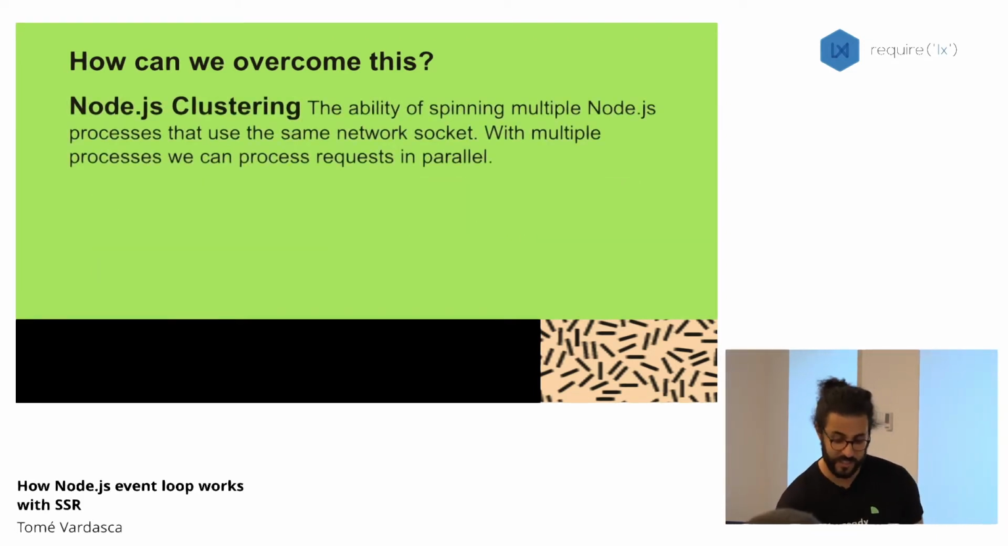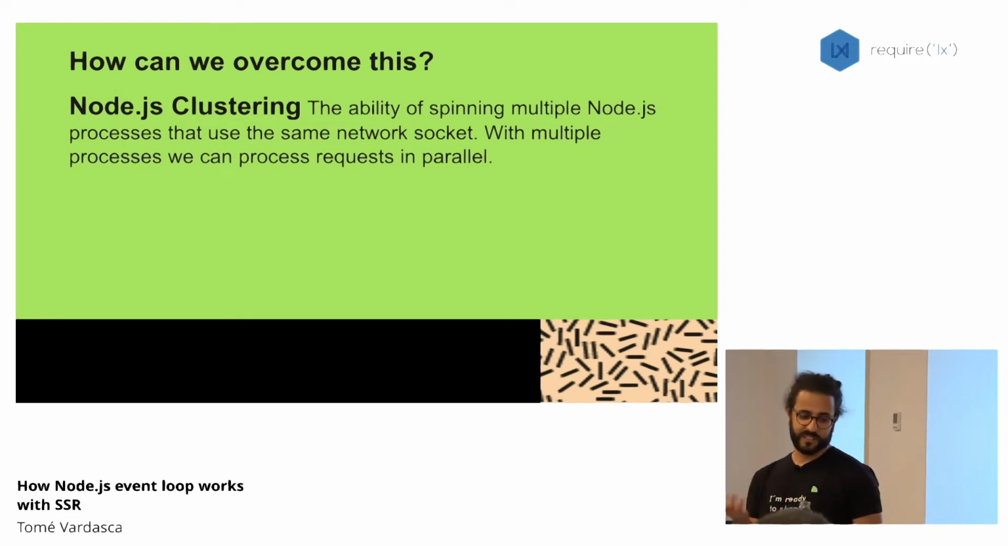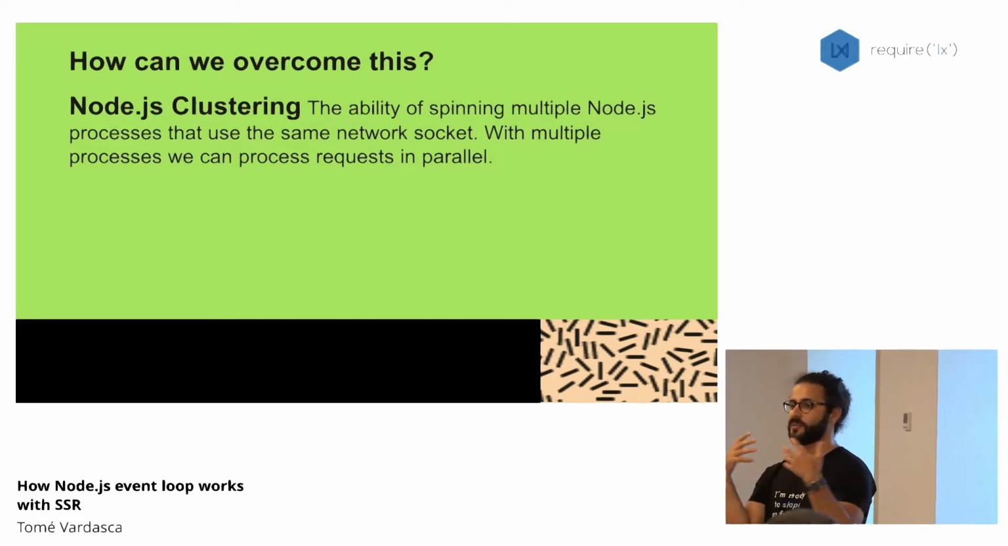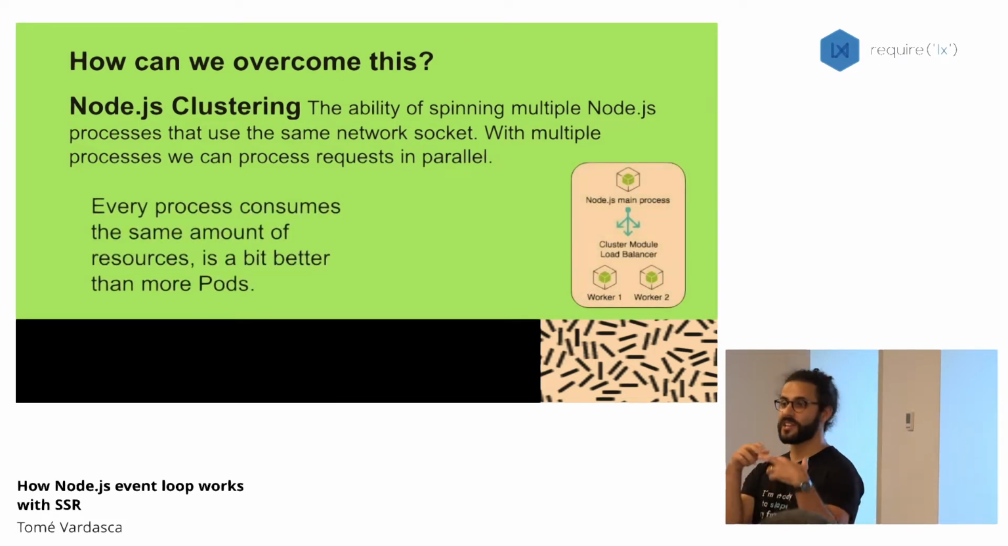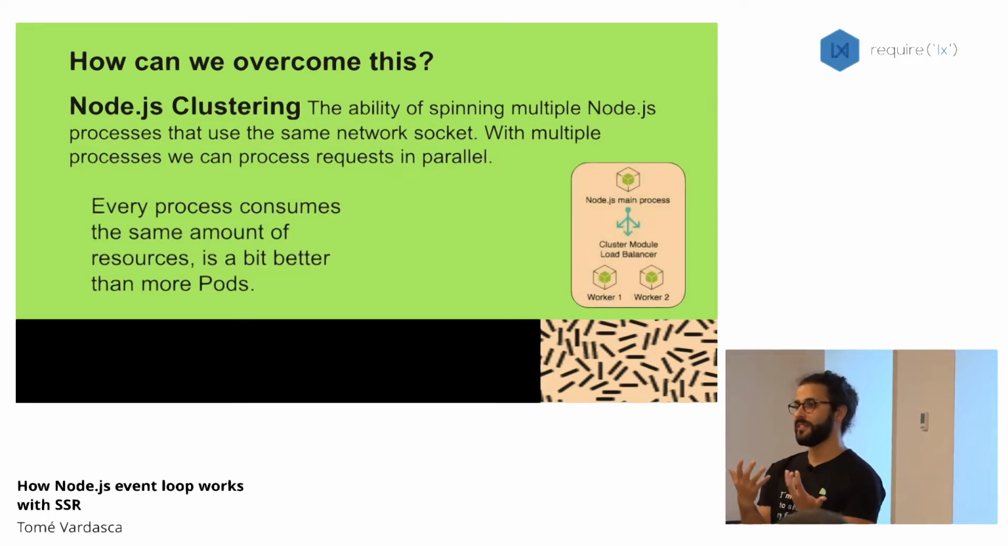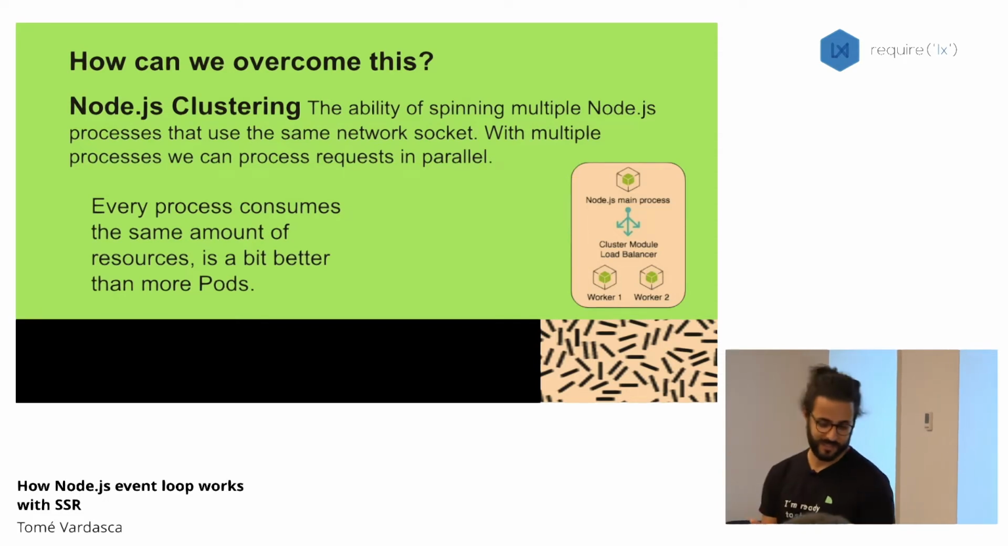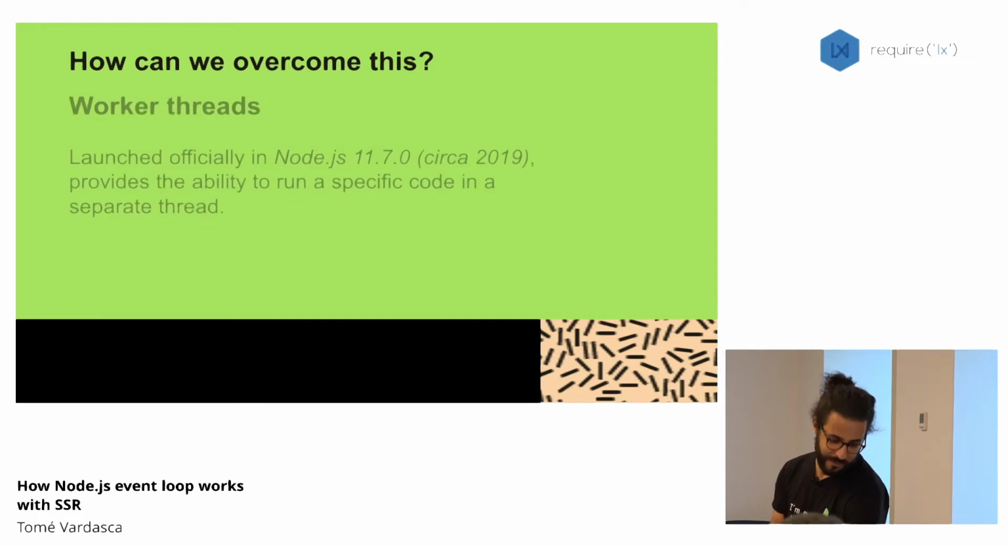Another thing that we can use, and it's been there since the early days, not the first version of Node, but the early versions, is the Node.js clustering. What this does is run multiple processes of Node.js and share the socket between them. The issue here is kind of the same thing that we have with the pods and containers. We just create a new process of Node, so we have all the overhead of the process. But yeah, it's a bit better than more pods.